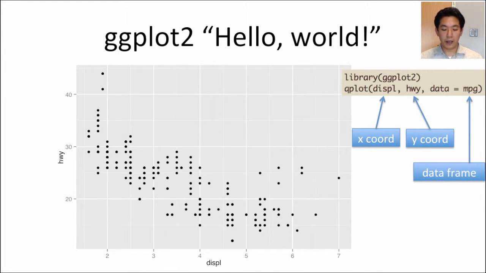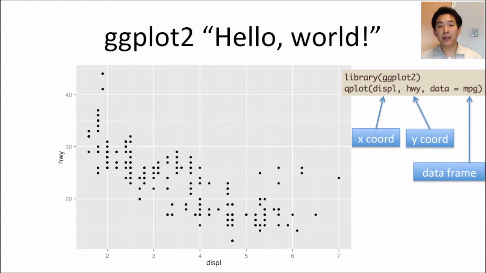So a very simple plot you can make, I call this the hello world for ggplot, is to call the qplot function. On the x-axis I had this displacement variable, which is the kind of engine size variable. And then on the y-axis I got the highway mileage. And you can see that I specify the data frame with the data argument. So I say data equals mpg, so the data come from this mpg data frame. And so that's very simple.